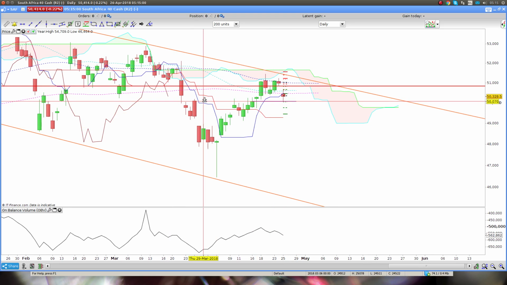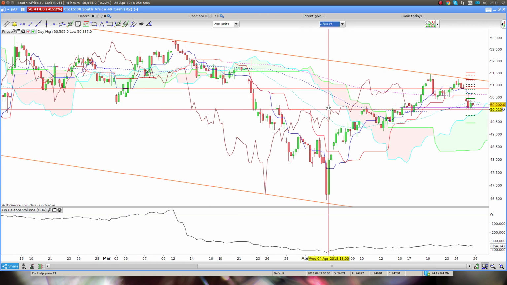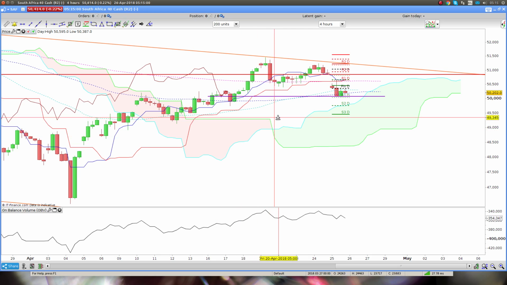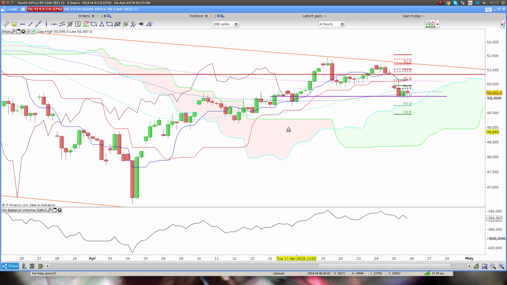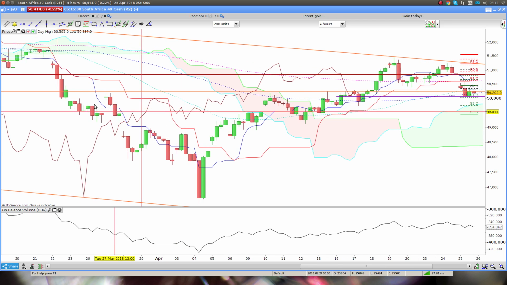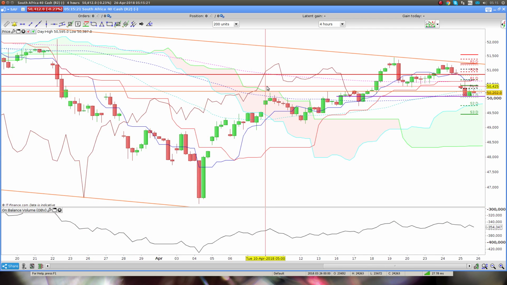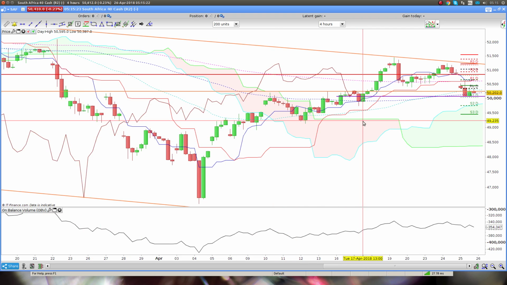And the other thing that has happened, and we'll see this on the 4-hour. So now you can see this 50 EMA on the weekly just happens to coincide with the neckline of this head and shoulders.